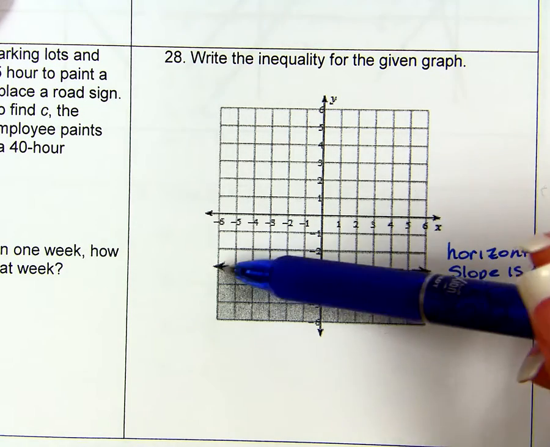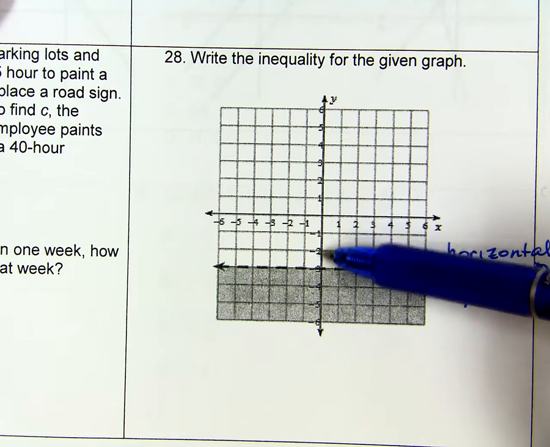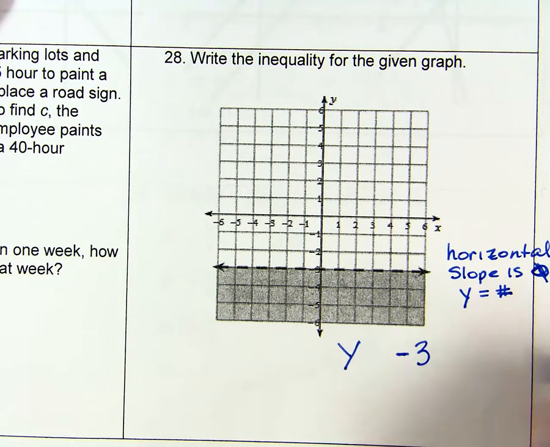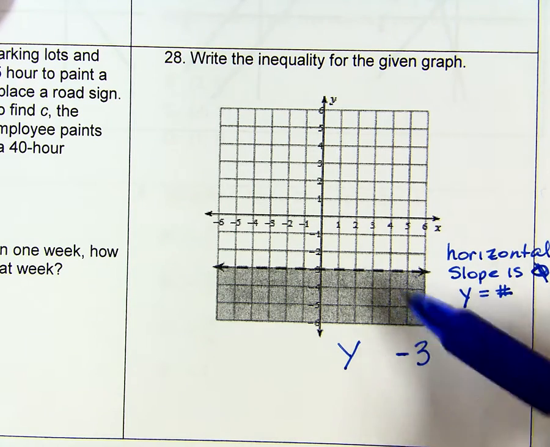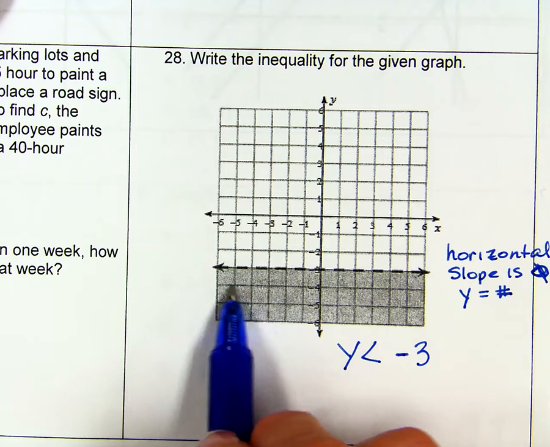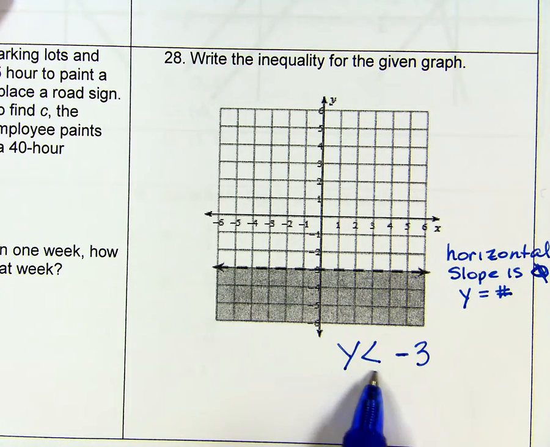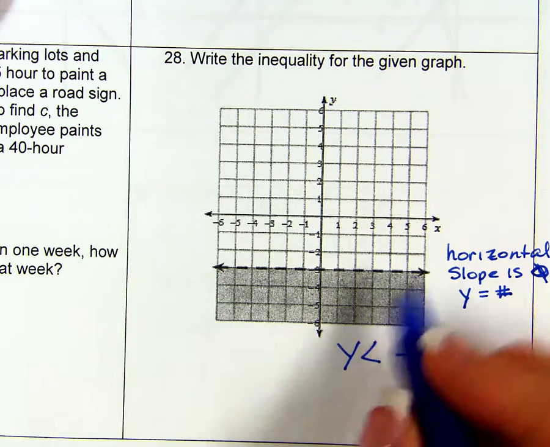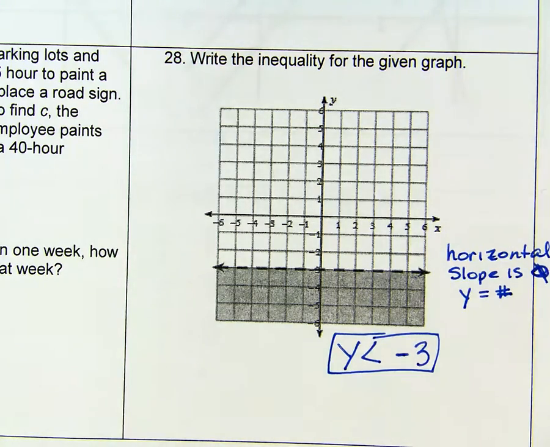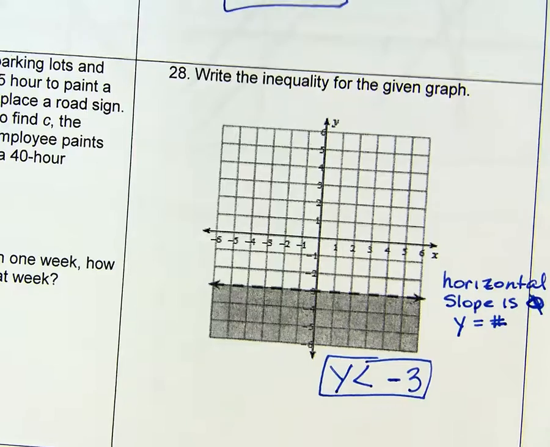So where does this line cross the y-axis? It crosses it at negative 3. So we have y at negative 3. And it's shaded below, so that means y is going to be less. And because this is a dashed line, we do not have an equals, it stays strictly less than. So our inequality for this graph is y is less than negative 3.